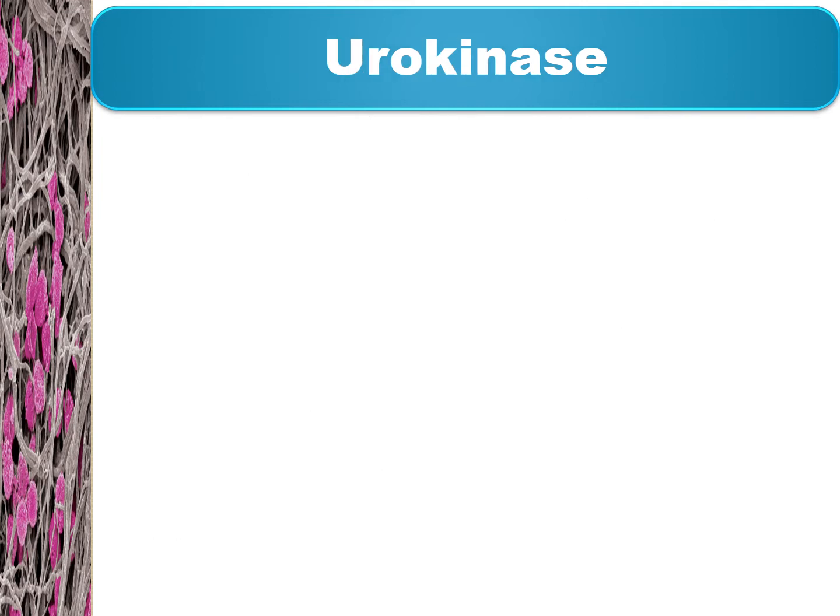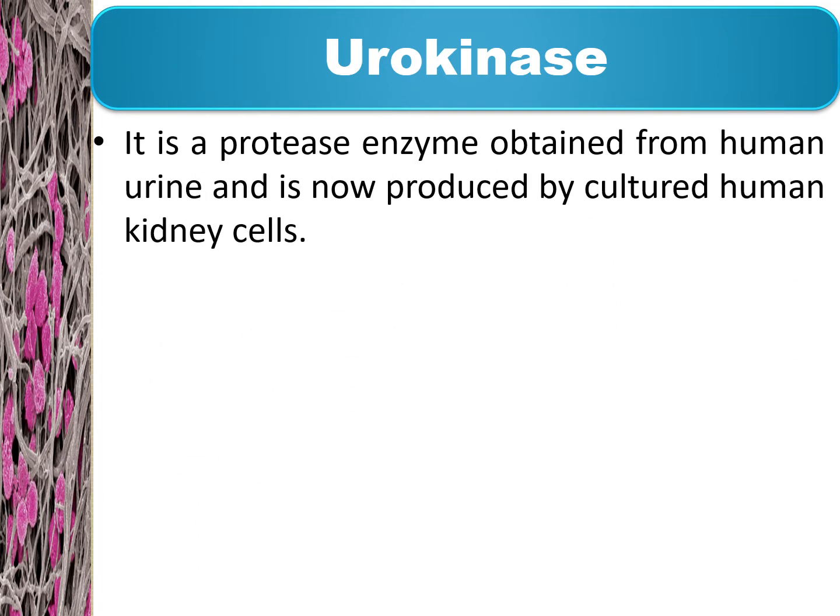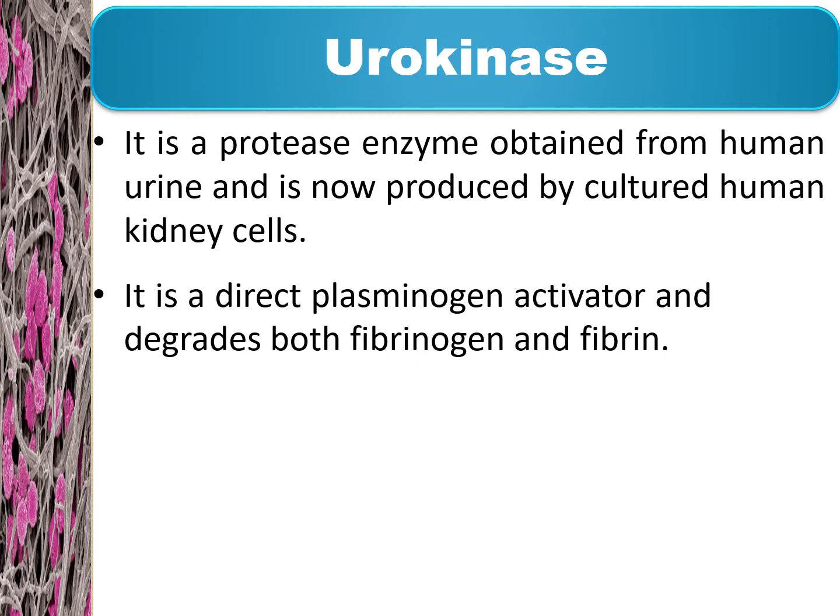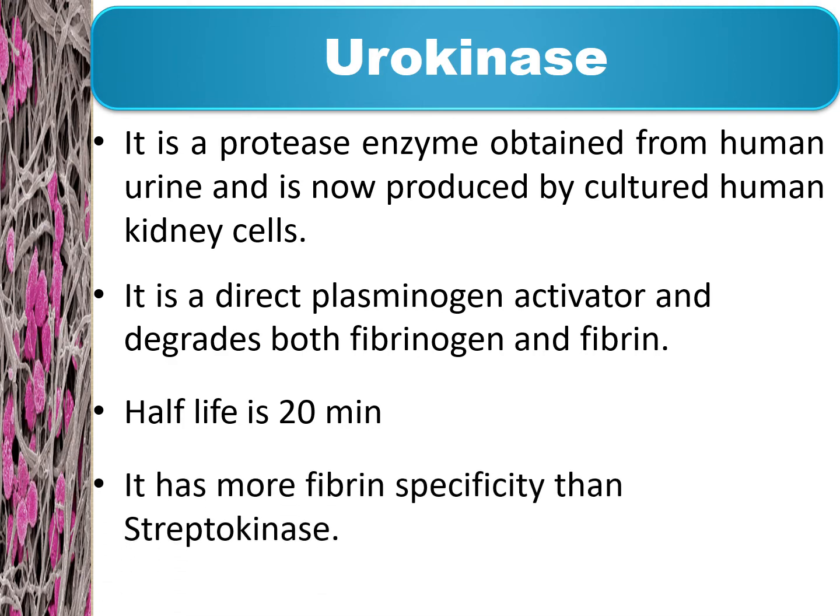Another choice of drug is urokinase. Urokinase is a protease enzyme obtained from human urine and is now produced by cultured human kidney cells. Urokinase is a direct plasminogen activator and degrades both fibrinogen and fibrin. The half-life of urokinase is 20 minutes and urokinase has more fibrin specificity than streptokinase.